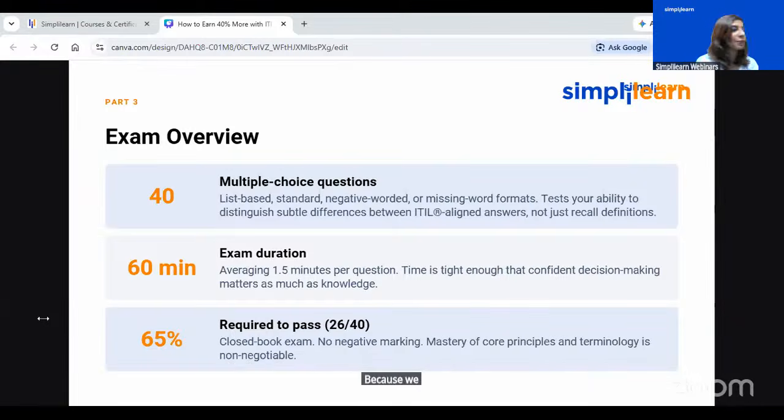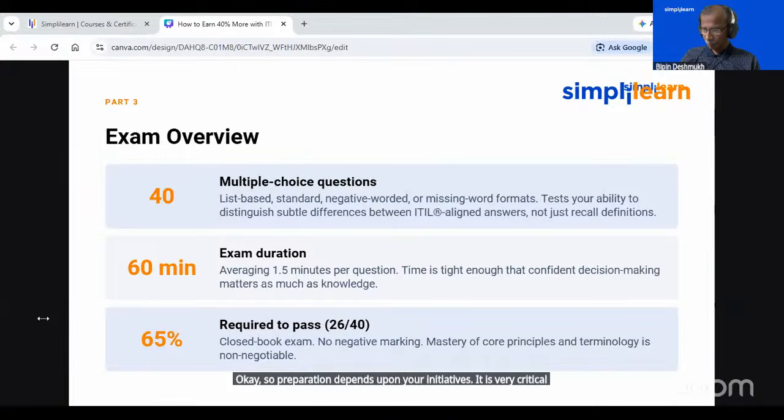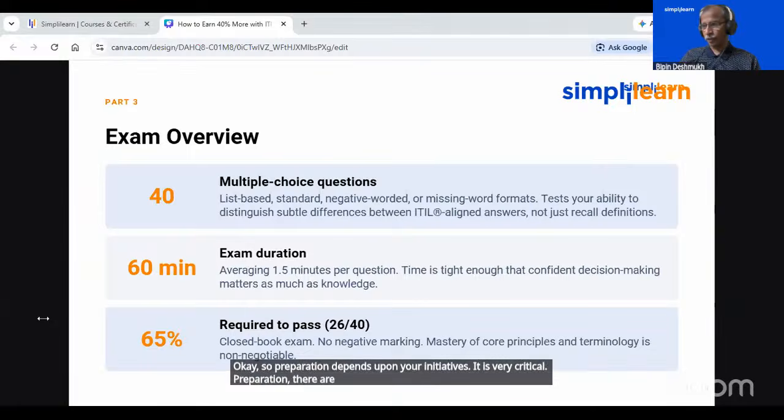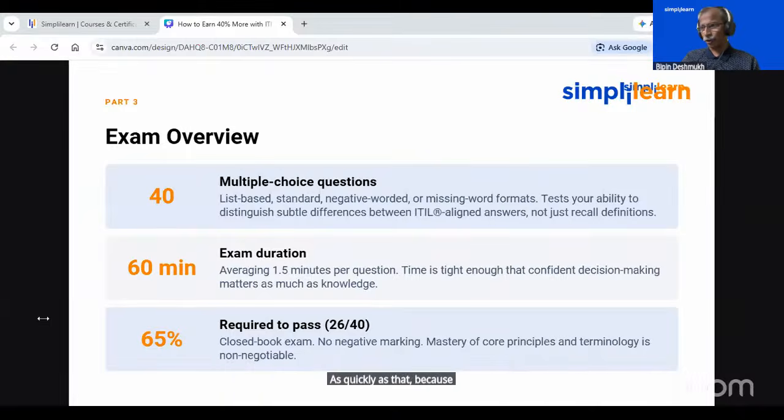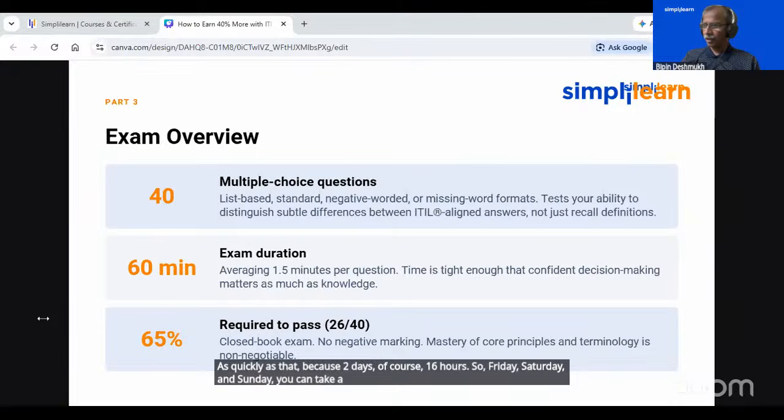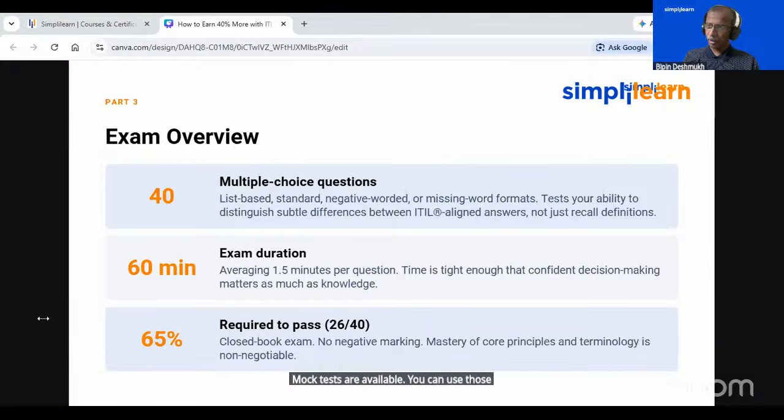Okay, so preparation depends upon your initiative. It is very critical. Preparation, there are 80 people cert has recommended this course can be taken at your pace, your speed. If you're interested, you can do it as quickly as within a week's time, because it is 2 days of course, 16 hours. So Friday, Saturday and Sunday, you can take the course and another preparation material of around four case studies, or rather four sample papers or mock tests, are available. You can use those and get them revised. That's one way, or the fastest way, of doing it.